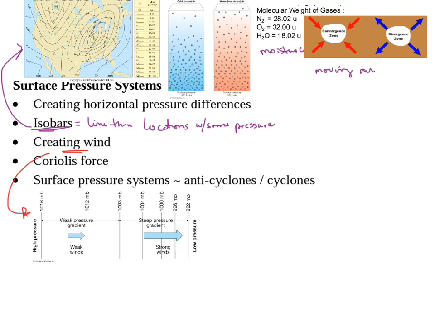So how is wind created? Here's a figure: because you have an H over here and an L over here, air wants to relocate from a high to a low. That creates wind.